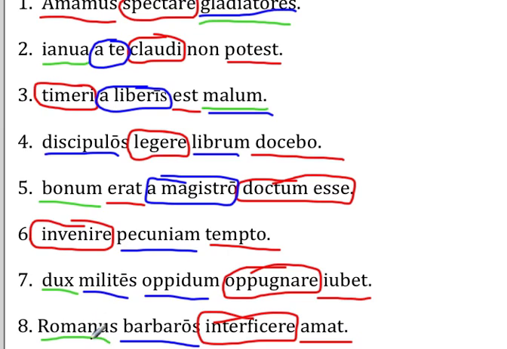Notice this is Romanus. It's not Roma. Roma would be Rome. This is Romanus. Roman. The Roman loves barbarians to kill. Well, a better understanding of this is the Roman loves to kill barbarians.